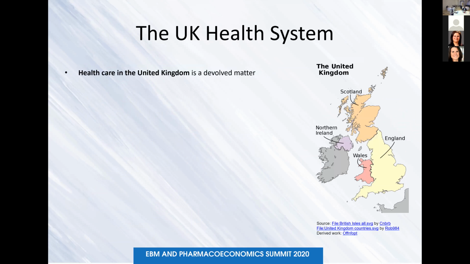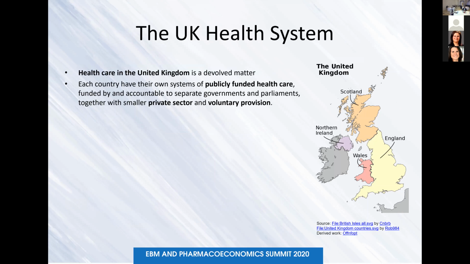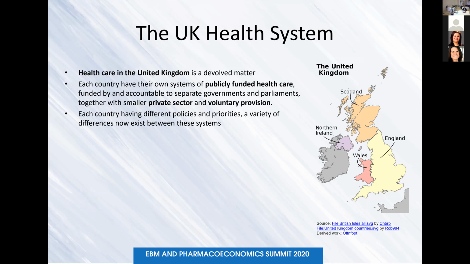The UK health system is a devolved matter. Each country in the UK has its own system of publicly funded healthcare. They are funded by separate governments and parliaments. So we have England, Wales, Scotland, and they work somehow independently, together with smaller private sector and voluntary provision. Each country has different policies and priorities, and a variety of differences exist between these systems.